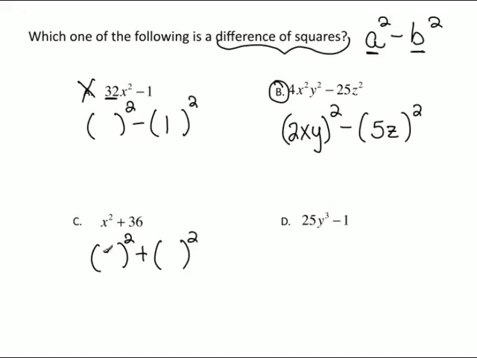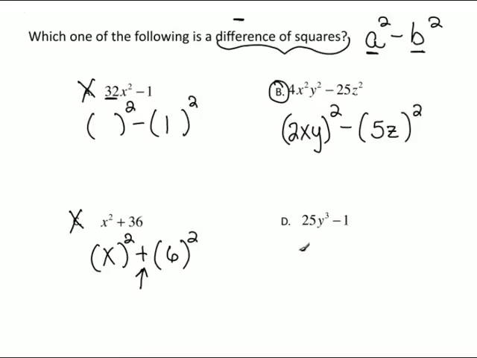we have x times x that gives us this x squared, and 6 times 6, this gives us 36. However, we don't have a difference here. Remember, difference in math means subtraction. So we don't have a subtraction sign here. So this problem, although the first term and the second term are perfect squares, we don't have that minus sign, so it's not a difference of squares.